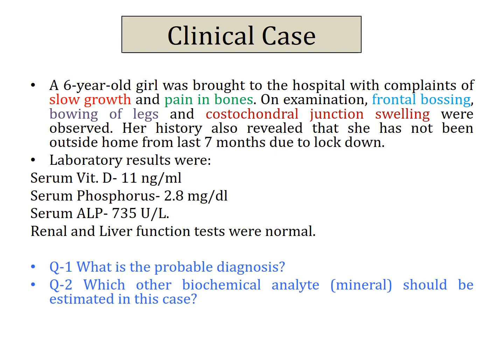The diagnosis in this case is rickets due to vitamin D deficiency. As we can see, in this patient, vitamin D and serum phosphorus levels are below normal range. Patient's history also indicates that vitamin D deficiency is due to lack of sunlight exposure. Patient is having frontal bossing and bowing of legs, which are typical symptoms of rickets. High alkaline phosphatase level also points towards rickets.